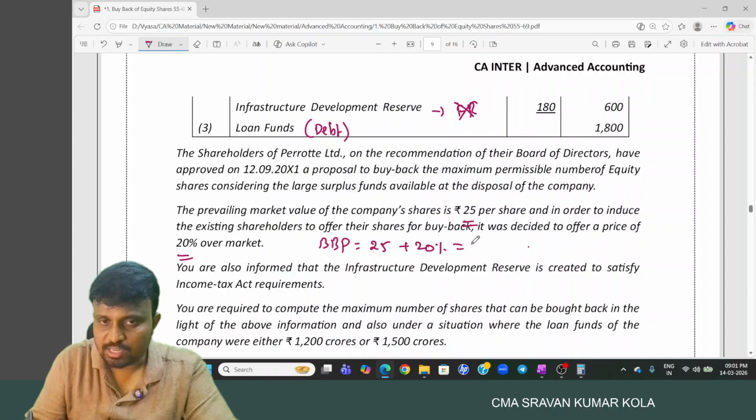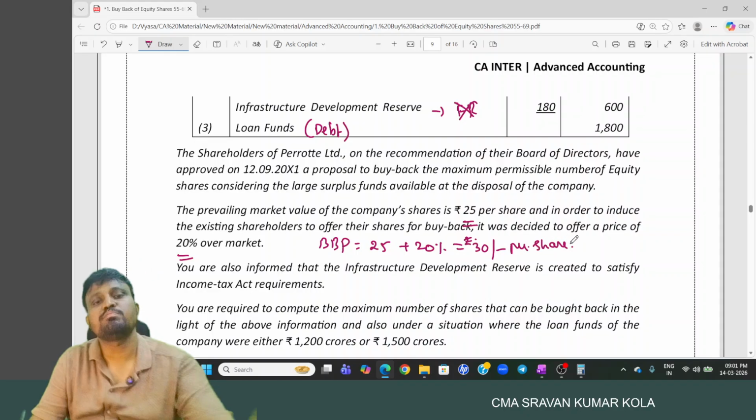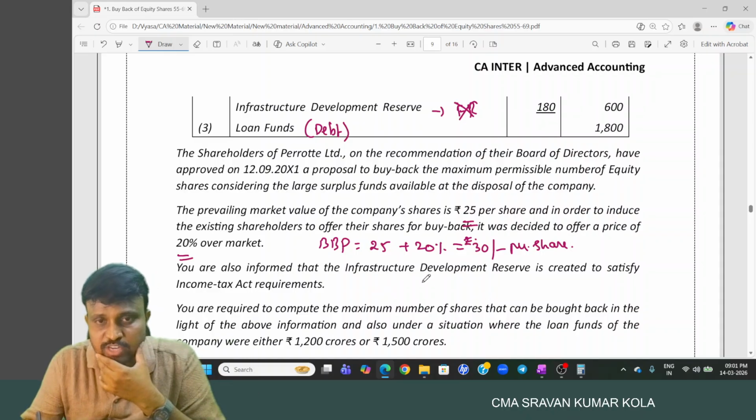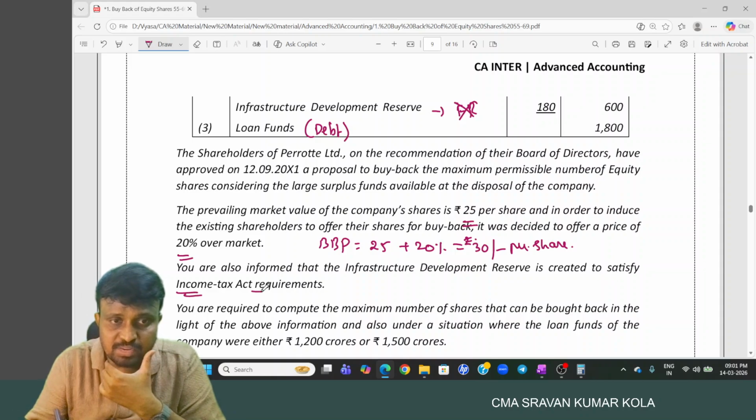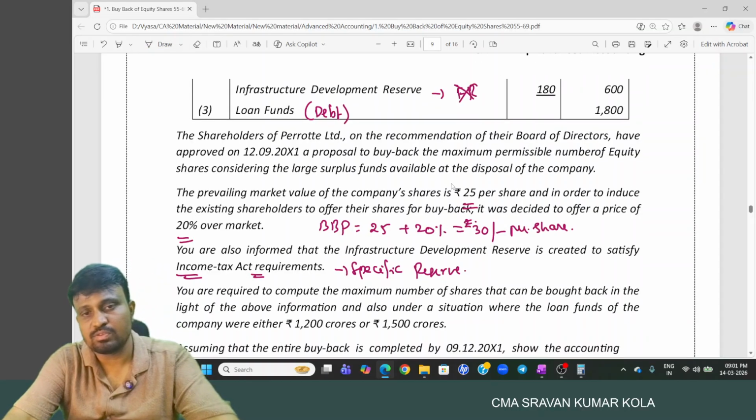That is 5, and 25 plus 5 is 30 rupees. 30 rupees per share is the offer price of buyback. You are also informed that infrastructure development reserve is created to satisfy the Income Tax Act. That is a specific reserve, not a free reserve.